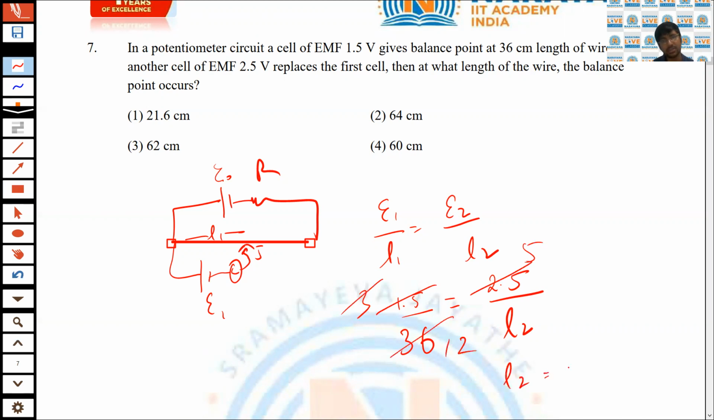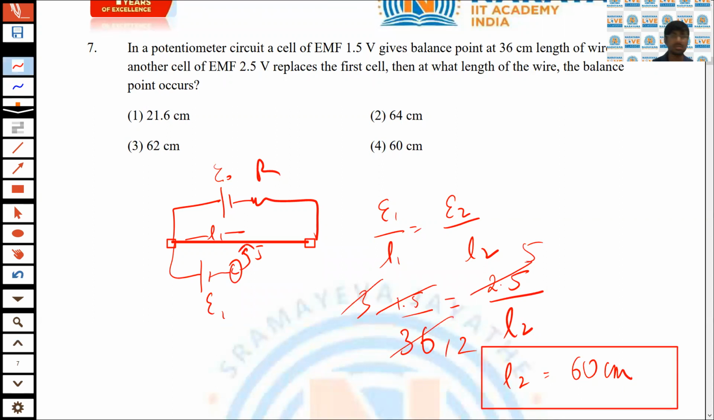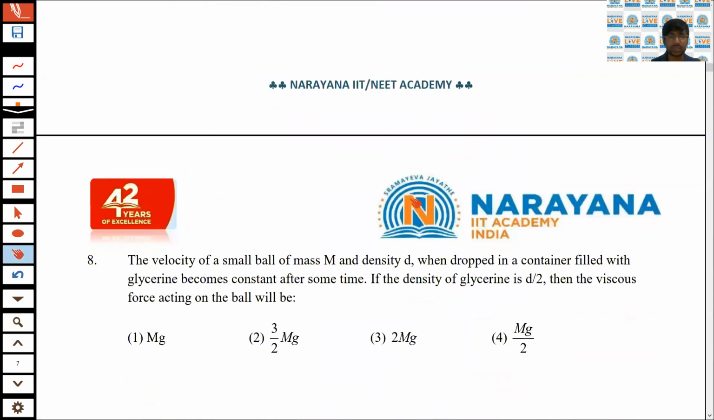And upon calculation, this comes out to be 60 centimeters. Since the starting unit was centimeter, the answer will also be in centimeter. The correct option is the fourth option. Let's come to the next question.